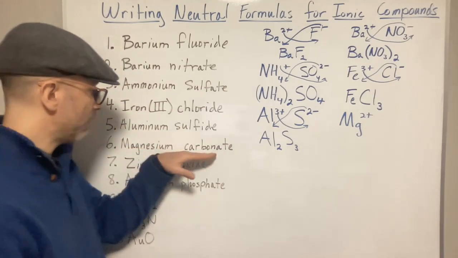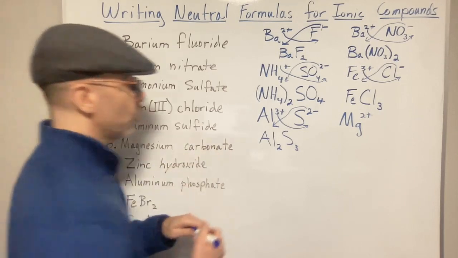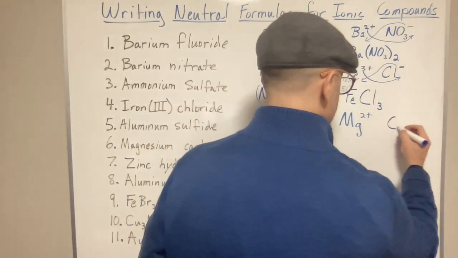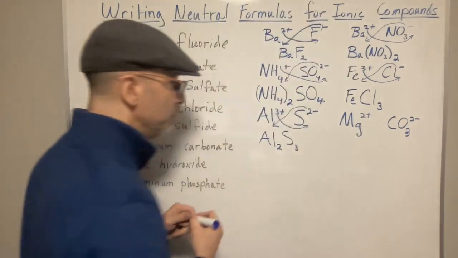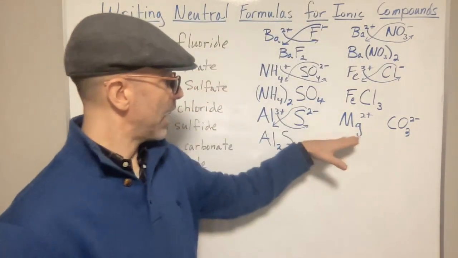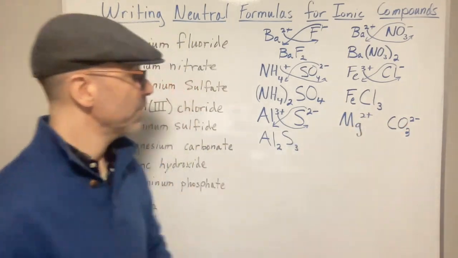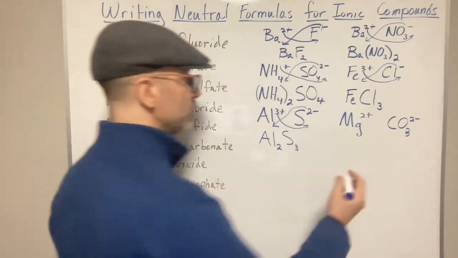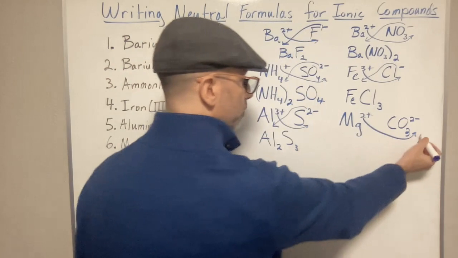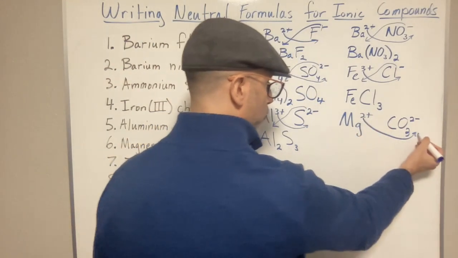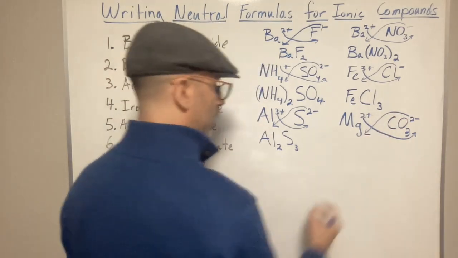And so we have carbonate. Carbonate we need to recognize as a polyatomic ion. So carbonate is CO3 2 minus. And so here we got our symbols of our ions, our charges here. And so the next thing to do is our crisscross. So we're going to put a 2 subscript down here. So this 2 becomes a subscript for the carbonate, and this 2 becomes a subscript for the magnesium.